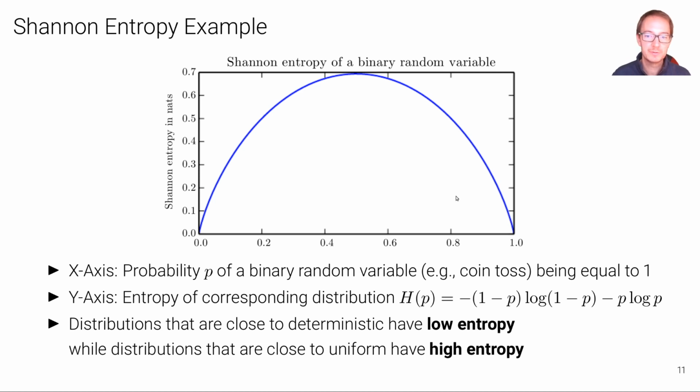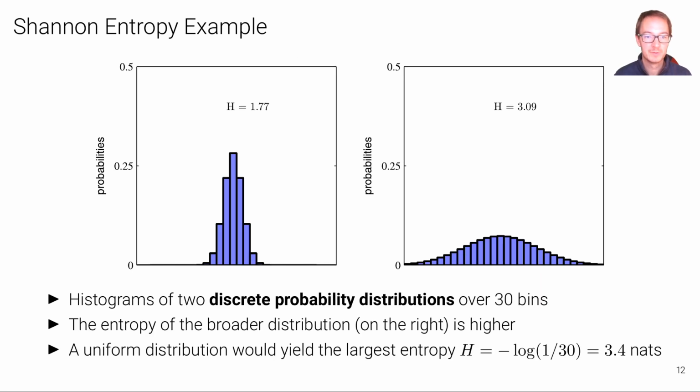So this is a simple plot that we can do because we are just considering a binary random variable. But we can also look at other distributions. In this case, we have histograms of discrete probability distributions over 30 bins. Right? So this is a discrete distribution over 30 different bins. And we show also the entropy in nats here at the top. And what we can see is that the entropy of the broader distribution, as expected, because it's more uncertain, is higher than the entropy of the more narrow distribution, where it's more clear which states will be taken when sampling from that distribution. And again, also in this case, a uniform distribution would yield the largest entropy possible.